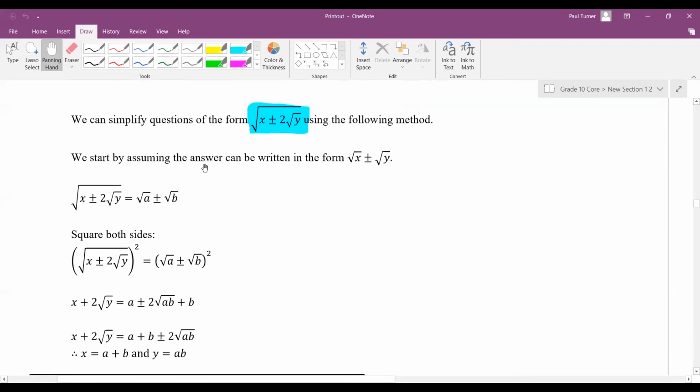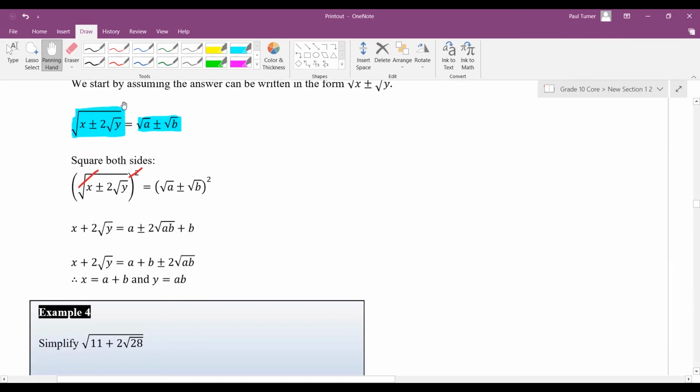So let's look at the basic form. So you've got a question which looks like this, okay, where X and Y are some numbers. The first thing you do is assume that we can write it in this form here, okay? So we can write the answer as root A plus or minus root B. So from that, we will square both sides. And when you square both sides, that square will cancel the square root, won't it?